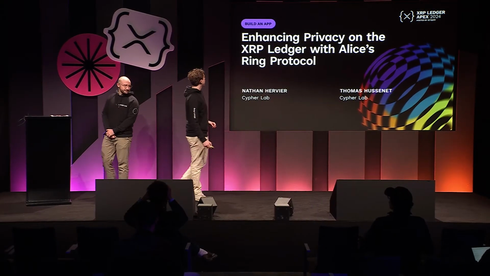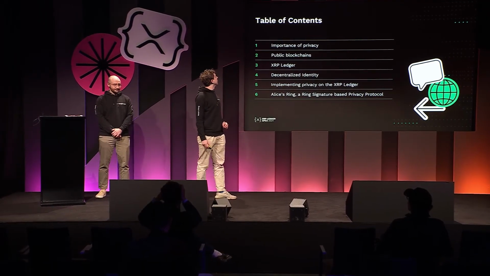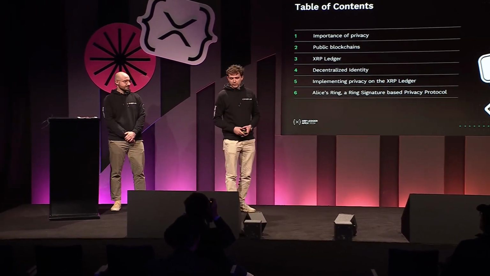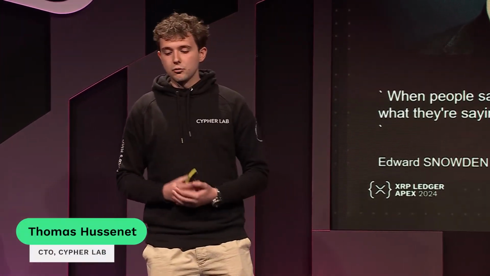This talk will be about privacy and why privacy matters, how we can implement it on the blockchain, and how we can do very cool stuff on the XRP Ledger. So first things first, why does privacy matter? I think we can all agree that privacy is a fundamental right. It's essential for users and persons to preserve their freedom and the protection of their sensitive data.